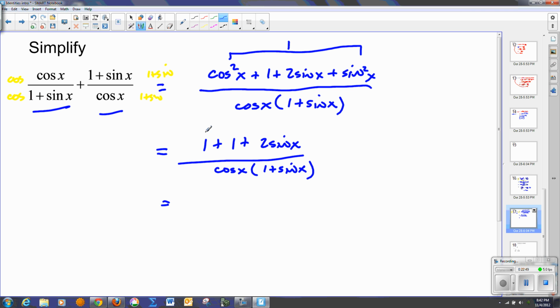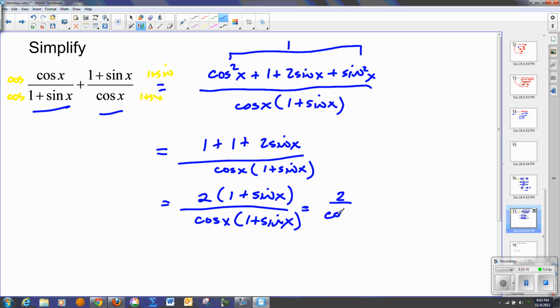You'll notice that 1 plus 1 is 2, and I can factor that out. So I'll have 2 times 1 plus sine x over cosine x times 1 plus sine x. 1 plus sine x reduces, giving me 2 over cosine of x, which can be written as 2 secant of x.